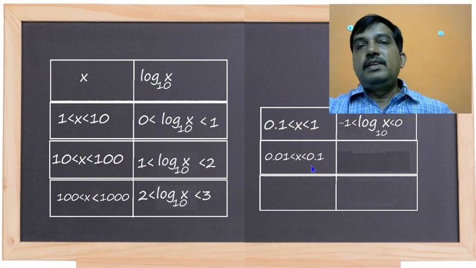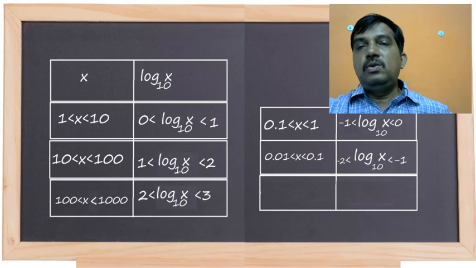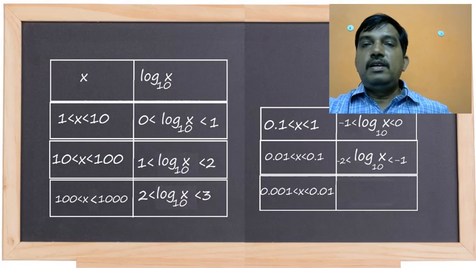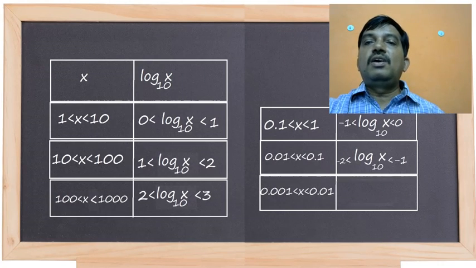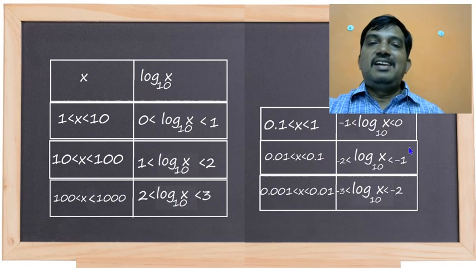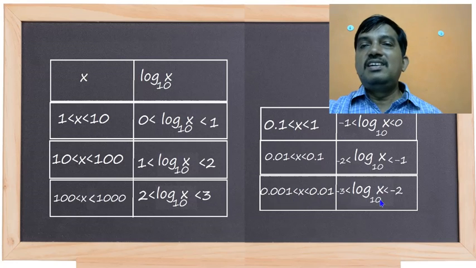If x lies between 0.01 to 0.1, then log x lies between minus 2 to minus 1. And if x lies between 0.001 to 0.01, then log x lies between minus 3 to minus 2. And like this, you can observe the values and guess the interval in which the log x lies.